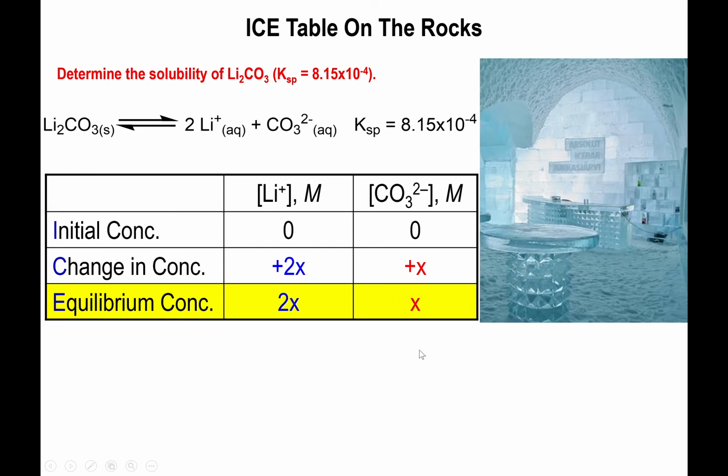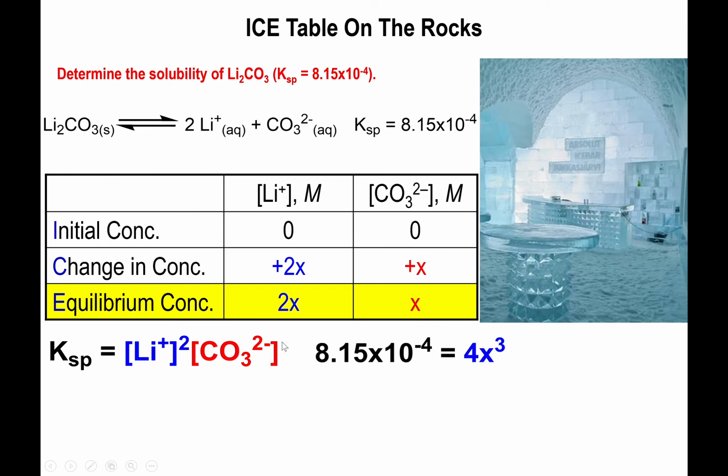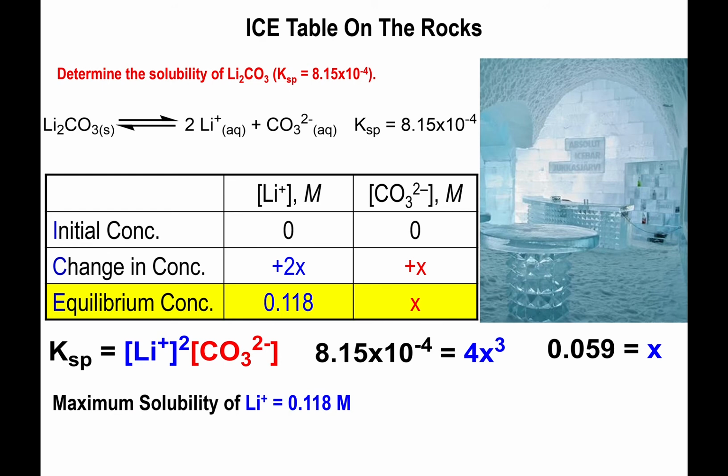Alright, so you have your equilibrium concentrations now, 2x and x. So for your KSP, you have lithium squared times carbonate to the first power, which gives you overall the value of the KSP, 8.15 times 10 to the negative 4, equal to 4 times x to the third power. So if you divide both sides by 4 and take the cubic root, you're going to find out that x is 0.059 molar, which means that for lithium, that will be twice the amount, so 0.118 molar, and the carbonate concentration will be 0.059 molar.